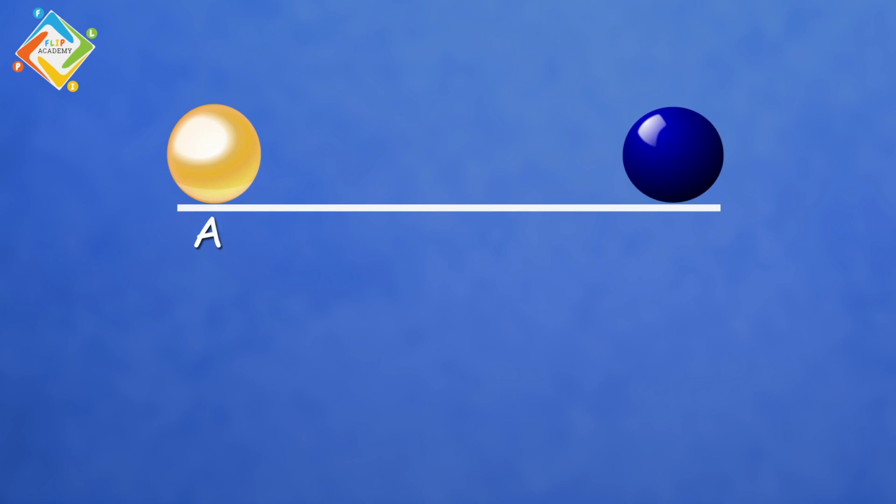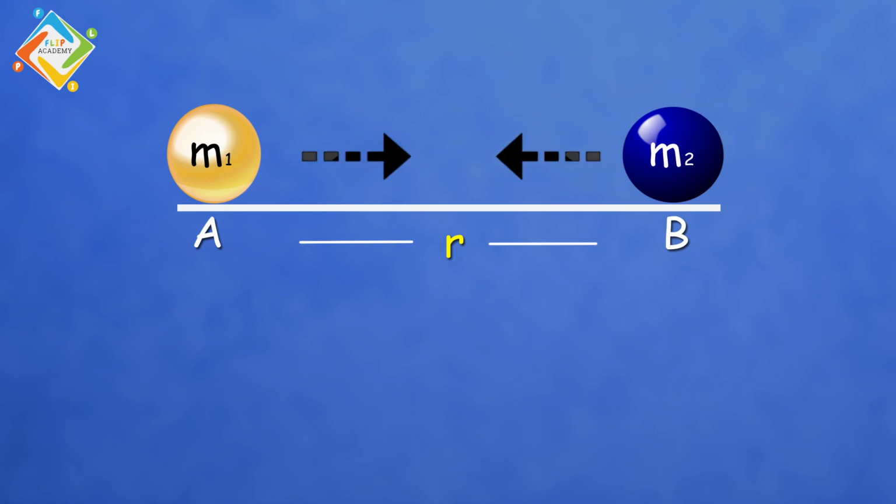Now, let's see. There are two objects A and B of masses m1 and m2 respectively, such that the distance between them is small r. As it was stated, between every two objects there exists a force of attraction, and this force of attraction is towards the center of the two objects.